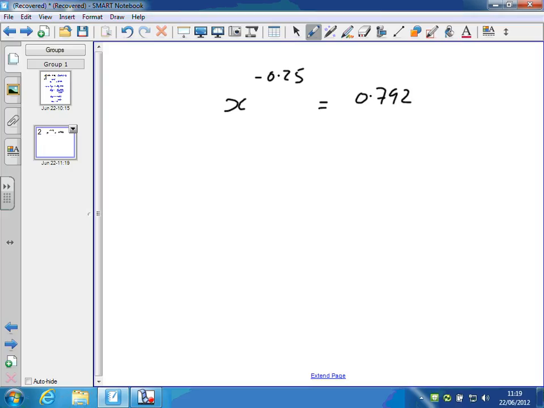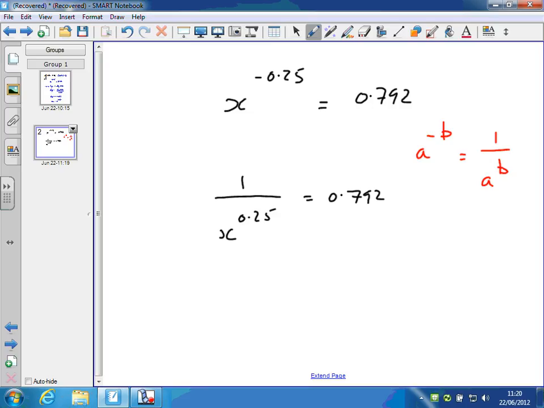You might remember from the laws of indices that a to the power minus b, for example, minus means the inverse. So this would be 1 over a to the b. So we can use that here. So we can think of this as being 1 over x to the power 0.25 equals 0.792.